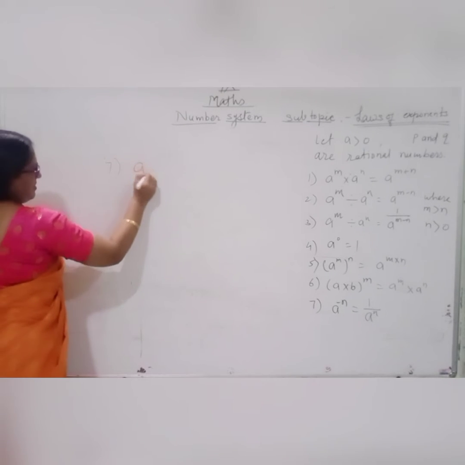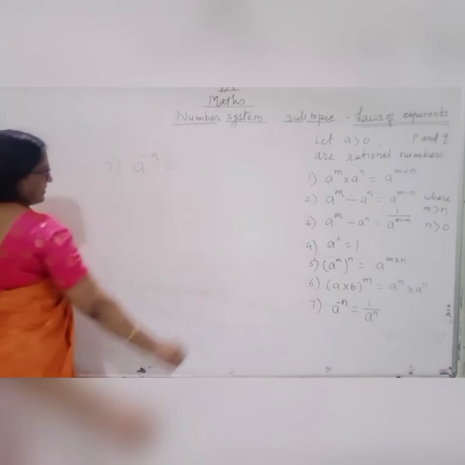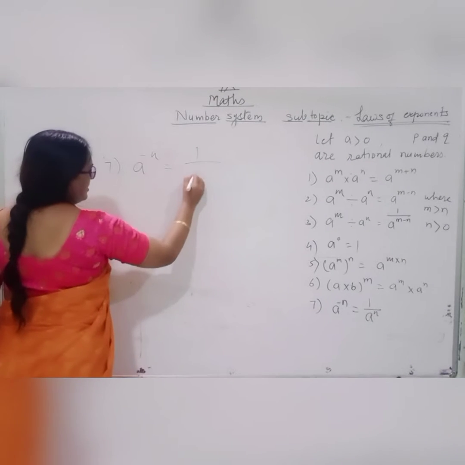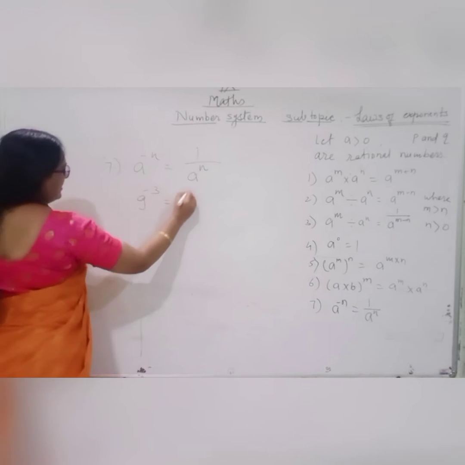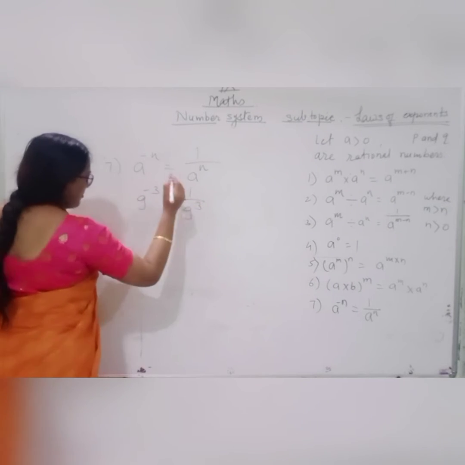a raised to the power minus n means 1 upon a raised to the power n. 9 raised to the power minus 3 means 1 upon 9 raised to the power 3.